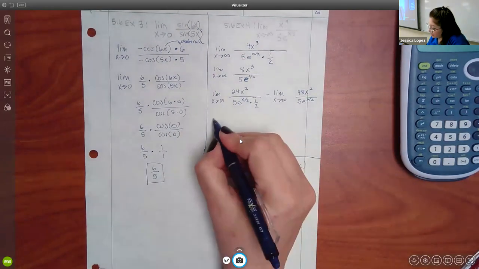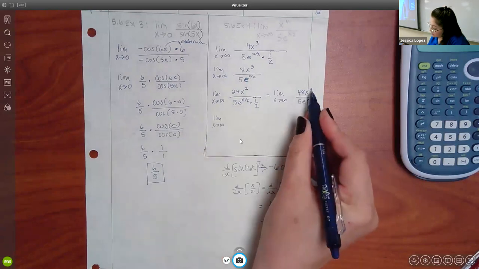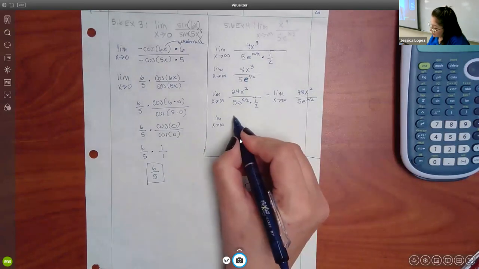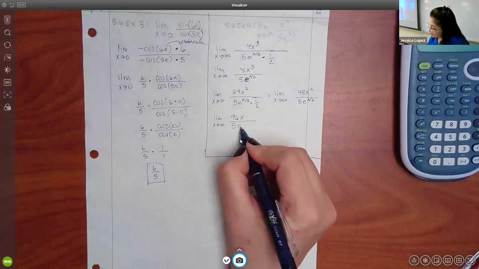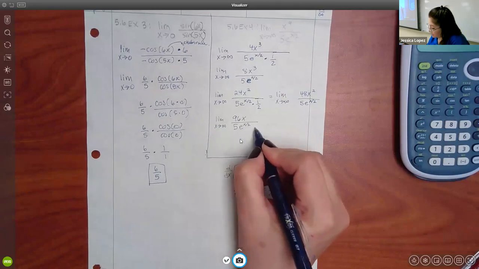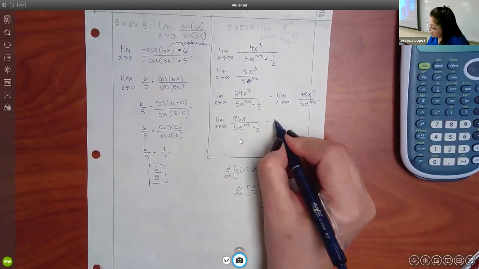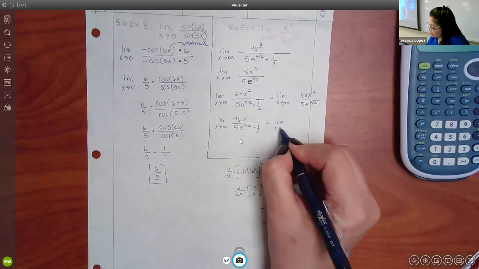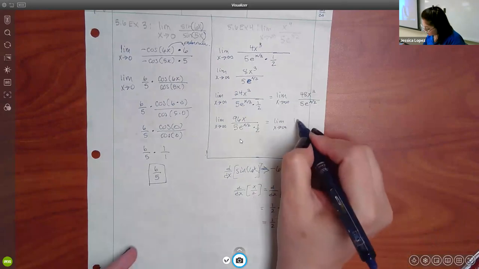If I do it again, that's going to be 96x. And then the chain rule. So if I bring that up top, oh gosh, my brain's not working. 96 times 2, what is that? 192.